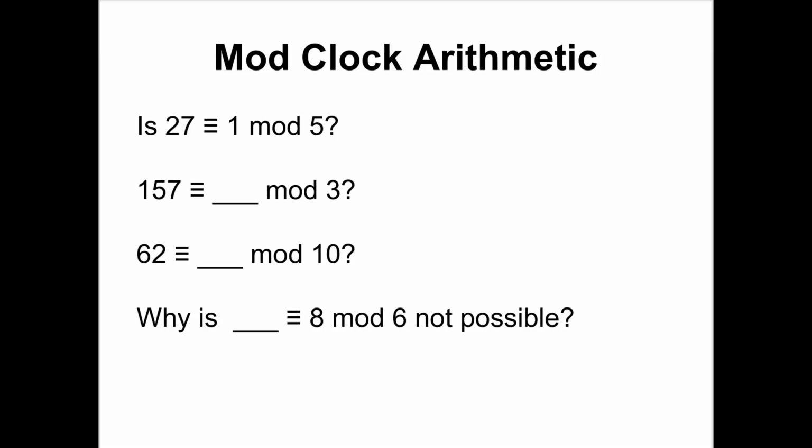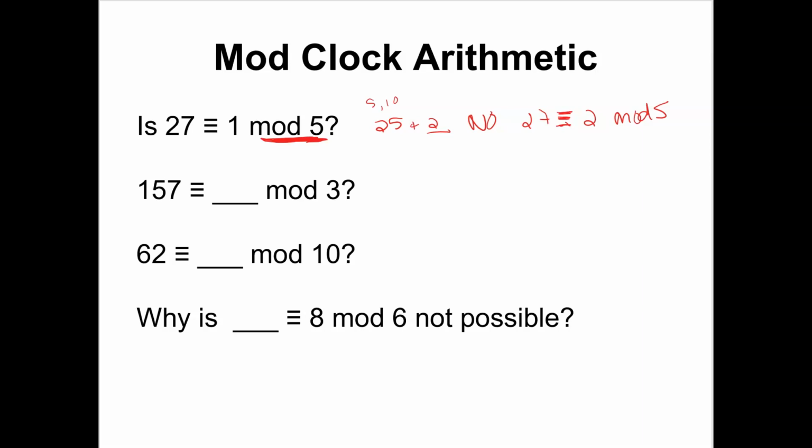Is 27 equivalent to 1 mod 5? All right, so mod 5. We're talking about multiples of 5. So what are the multiples of 5? We've got 5, 10. What's the biggest one close to 27? I don't want to do them all. 25. 25 plus what gives me 27? Plus 2. So this is not true. 27 is actually equivalent to 2 mod 5 because that's the remainder.